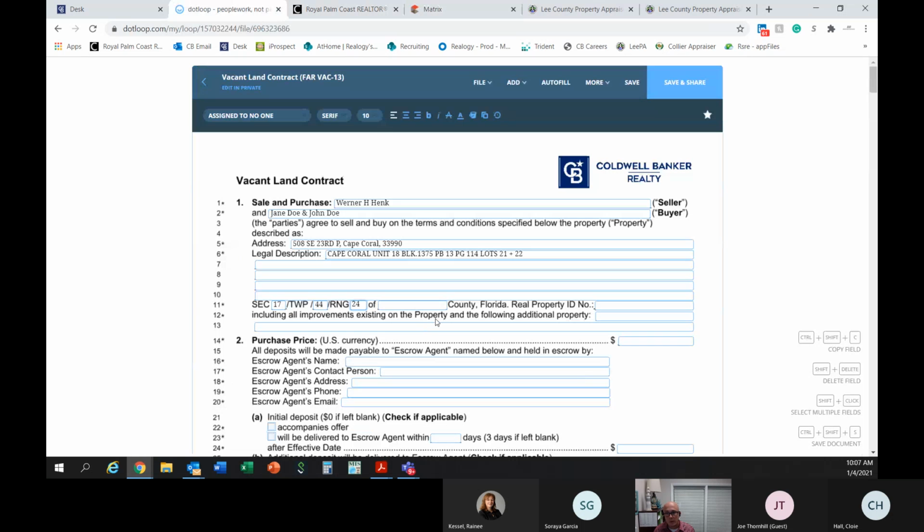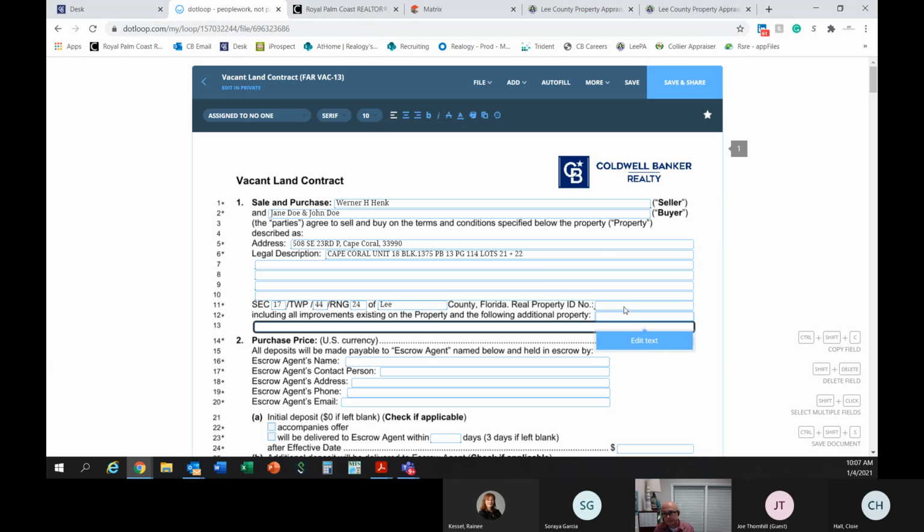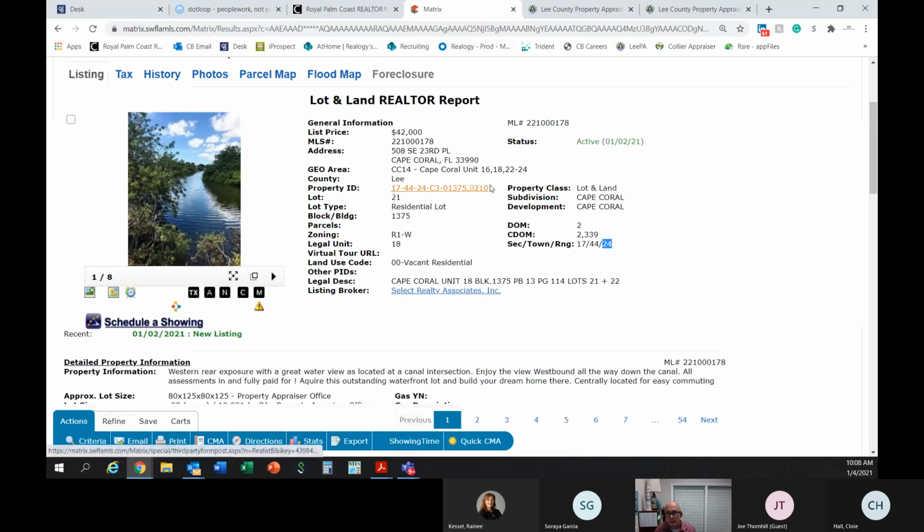Okay. We all know that Cape Coral is part of Lee County. And property ID is the entire strap number. Okay. You can see it's right here in the MLS.